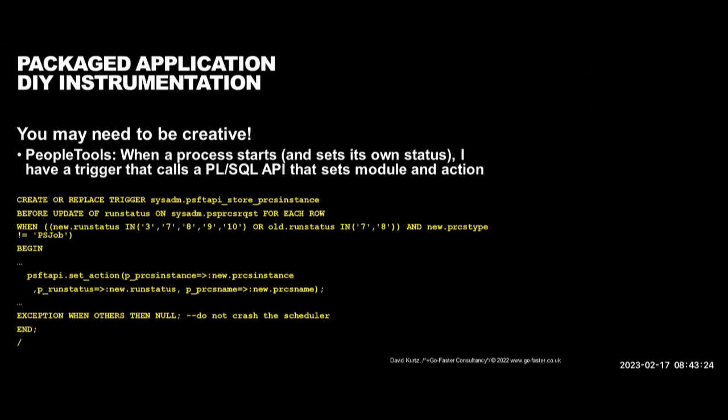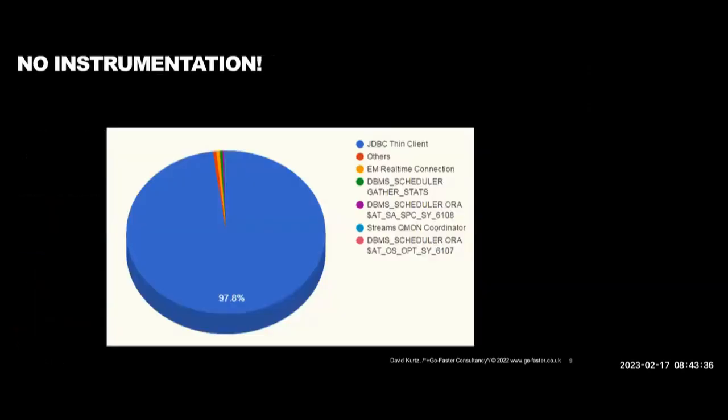The trigger fires in the session that did the update. So that can be quite effective, but your mileage will vary here. You will do different things for different applications. If you don't instrument, when you profile your time, you don't get any useful information. You know, here we are. 97.8% of my time was spent in the JDBC thin client, which is the default value for module. That's about as much use as a chocolate teapot. I know most of the time was spent in JDBC. I want to know where you spent the time.